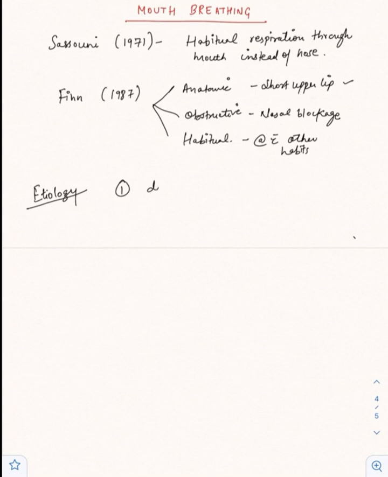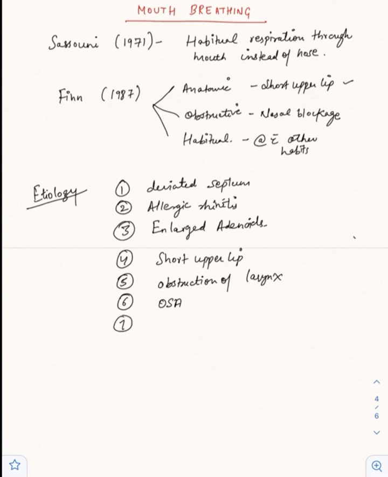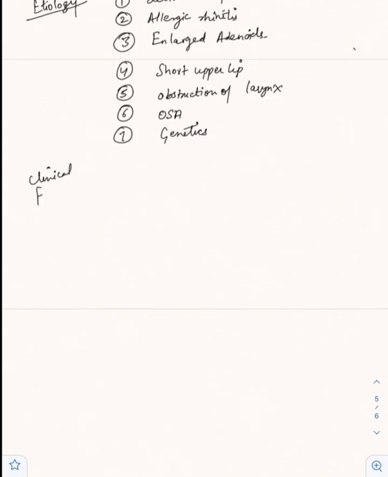Now coming to the etiology, mouth breathing can be because of many reasons, like deviated nasal septum, constant or frequent rhinitis known as allergic rhinitis, enlarged adenoids or tonsils, a short upper lip, and obstruction of the larynx. Sometimes it is because of obstructive sleep apnea, and genetics may also be a reason.